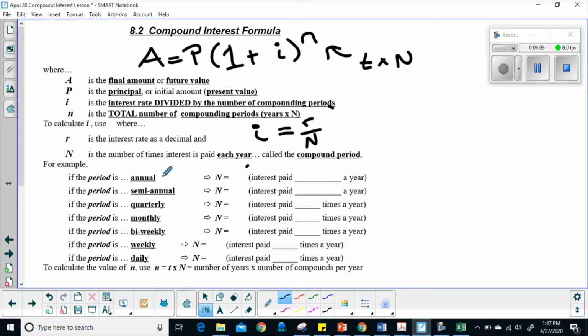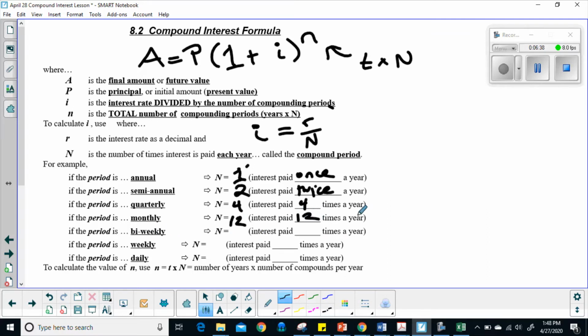So what are the different words we're going to look at? If we see annual, my N will be 1 because I'm being paid once a year. If it's semi-annual, it'll become 2 because we're paying interest twice a year. If it's quarterly, then my N is 4 because I'm paying it 4 times a year. Monthly, so we've already talked about that we have 12 months in a year. So I'm getting paid 12 times a year.